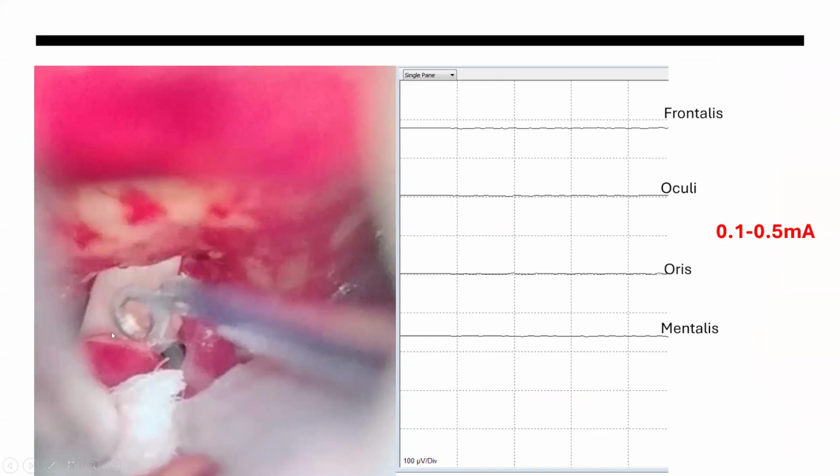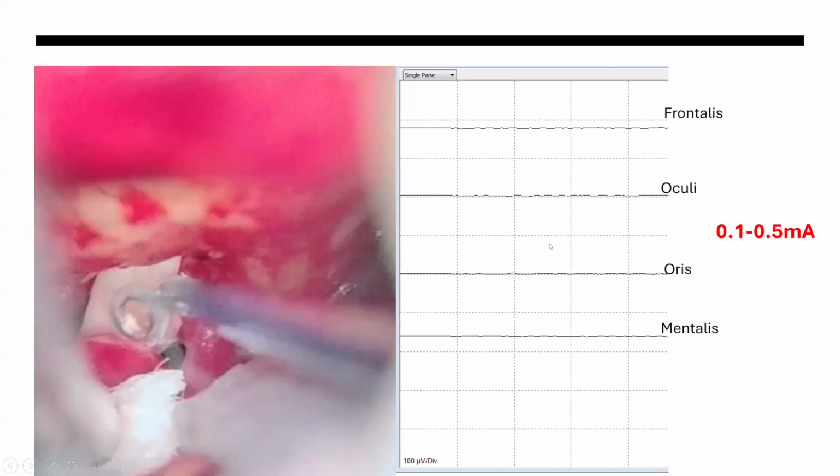This here is what we call an electrified ring dissector. I'm delivering current through this tool, and the surgeon's using it to identify nerves. He can also use it to peel tumor and to move things out of the way. There's electricity going through here at a low rate, 0.1 to 0.5 milliamps. This is my screen, and these are facial nerve muscles. We're stimulating between 0.1 and 0.5, and we're not getting any responses from the facial nerve.